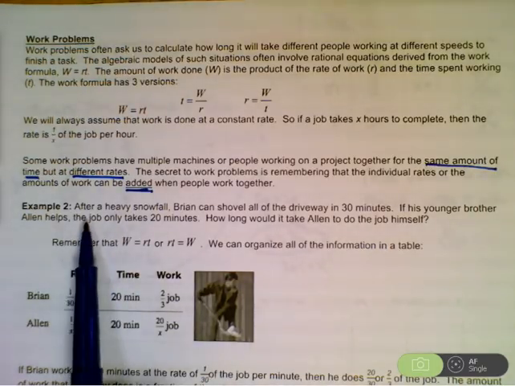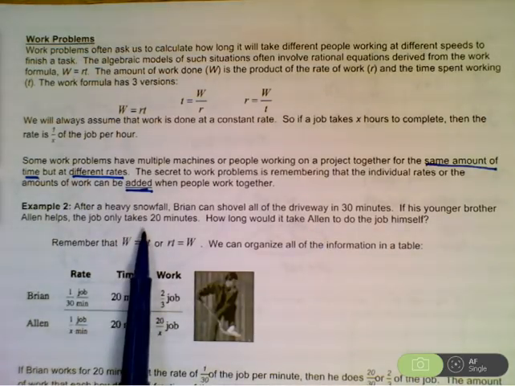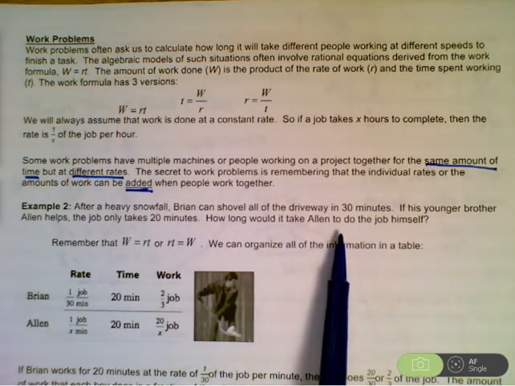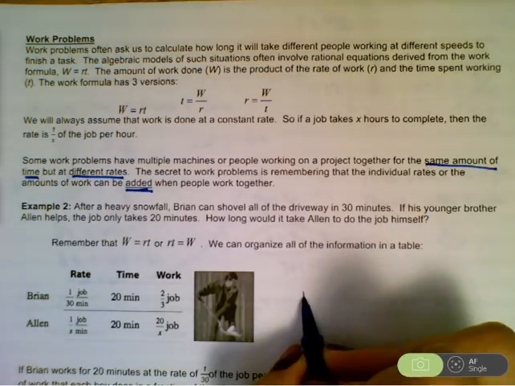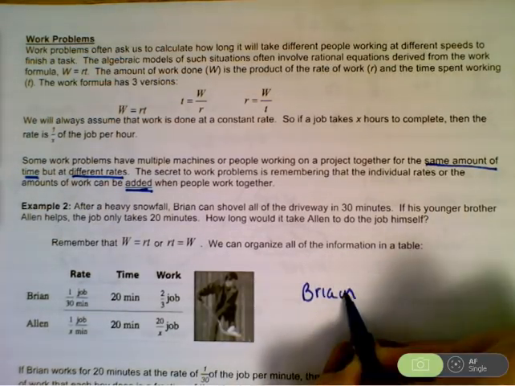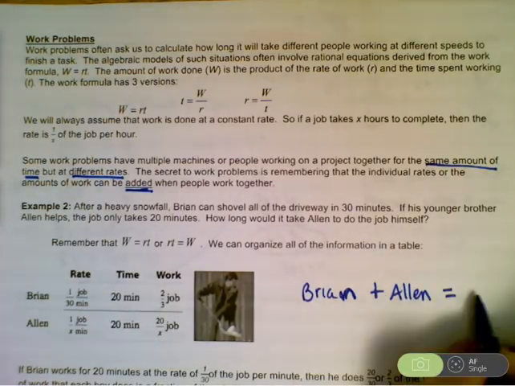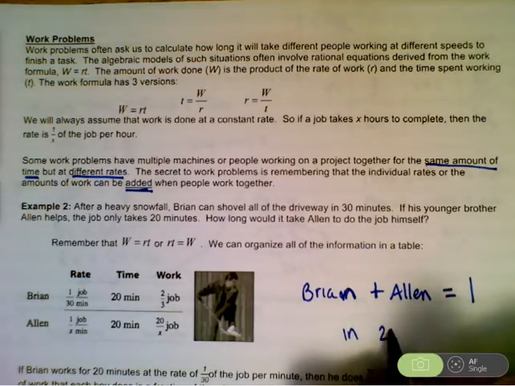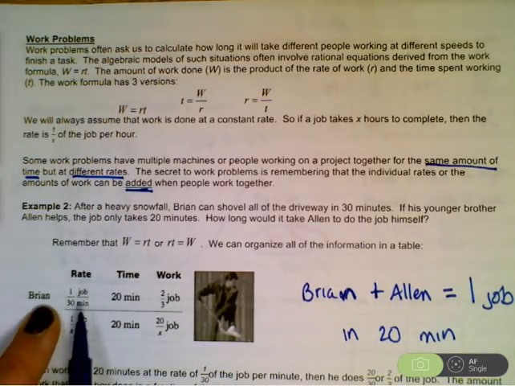So if you look at example 2, after a heavy snowfall, Brian can shovel all the driveway in 30 minutes. His younger brother Alan helps. It only takes 20 minutes. How long would it take Alan to do the job by himself? So one thing that we know about this, if we think about it, we know that when Brian and Alan work together, they can do one whole job in 20 minutes. Okay, so we're going to organize that information into this table. Brian can do one job in 30 minutes.